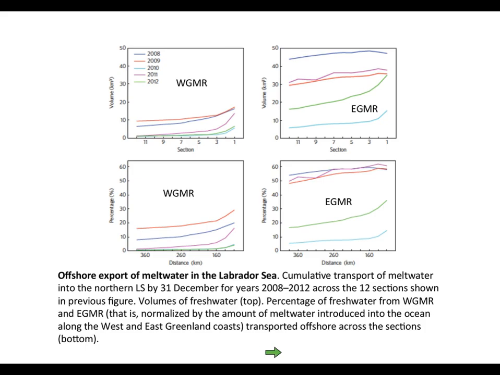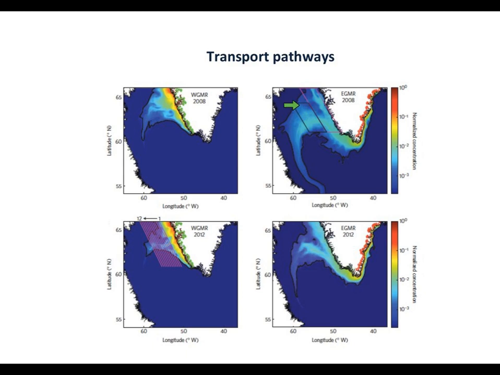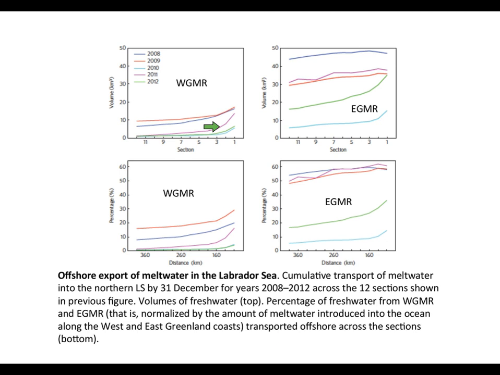This is quantified in the figure shown here, where you see the volume of meltwater that arrives in the box that is here in black. The volume of meltwater that gets there is definitely small for the one that comes from West Greenland. It's much higher for the one that comes from East Greenland. And then the two figures at the bottom represent the percentage of all the meltwater from each side getting into that area inside the black box.